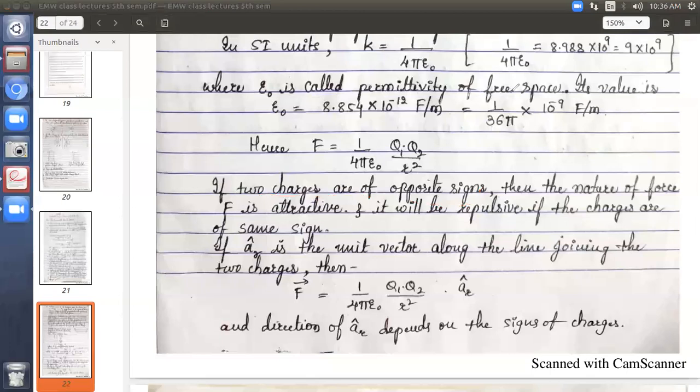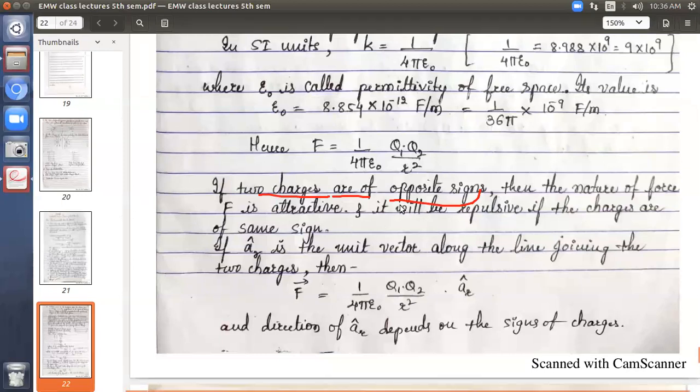Yes, attractive force. If the two charges are of opposite signs, there exists an attractive force. And if the two charges are of similar sign, the same polarities, the force will be repulsive. And as I said, force is a vector quantity.